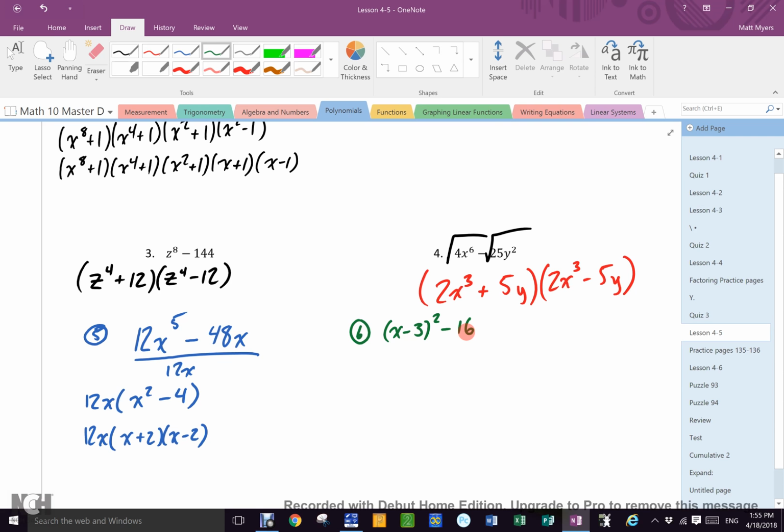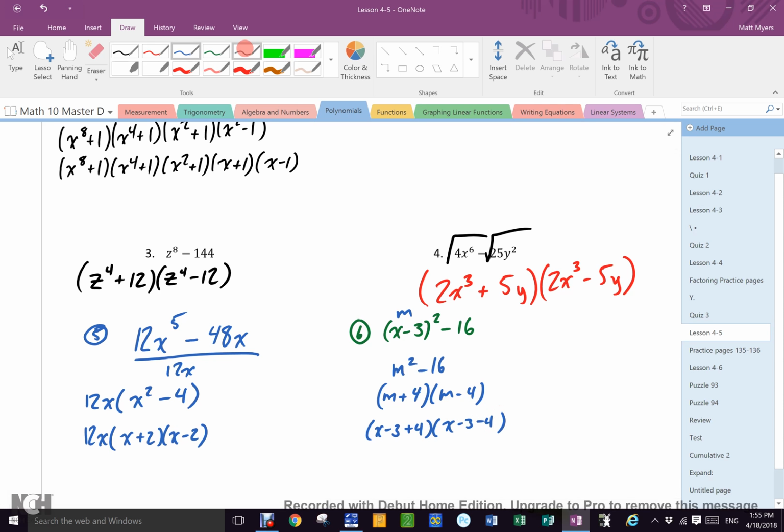They have square root. Shucks, isn't that the same thing as you just did? What if that was the letter M? What would you have? Just M squared minus 16. Is that a square? So what would it be? M plus 4, M minus 4. But there's no M. What's M really? X minus 3. X minus 3 plus 4. And what's this M? X minus 3 minus 4.